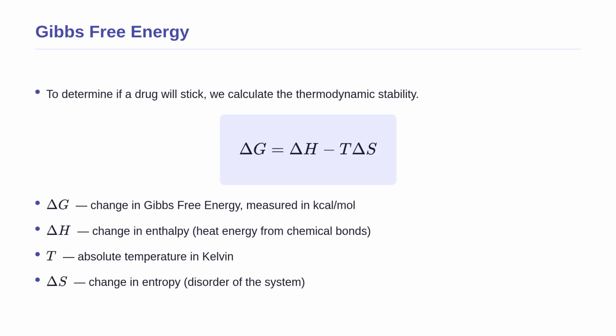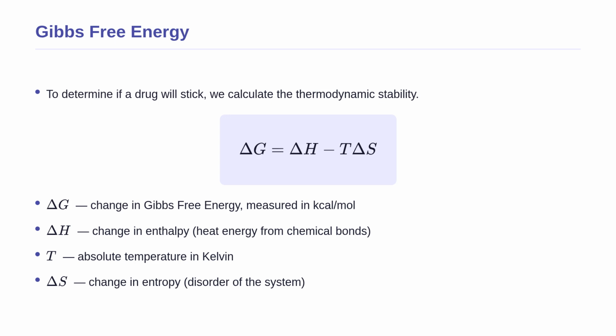This simulation process we just discussed relies on a fundamental thermodynamic equation. To determine if a drug will actually stick to a protein, computers calculate the change in Gibbs free energy. In this formula, delta G represents the change in Gibbs free energy, measured in kilocalories per mole. Delta H stands for the change in enthalpy, which is the heat energy released or absorbed when chemical bonds form. T is the absolute temperature of the environment in Kelvin.